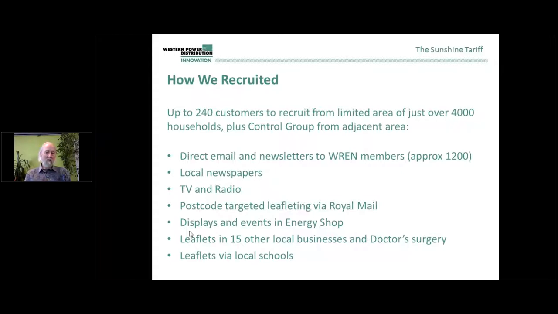Local newspapers were very interested, TV and radio also in the local area. I think there was even some national press. We had postcode targeted leafleting via the Royal Mail on the main PL27 postcode, which is most of the target area. Displays and events in our own energy shop. And we also had leaflets in other local businesses and via doctor surgeries and local schools. So fairly wide coverage in terms of how we got the message out.